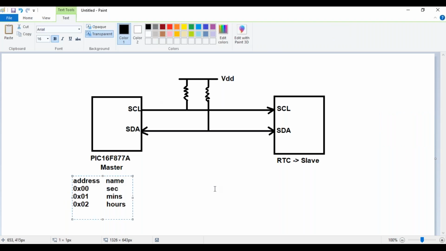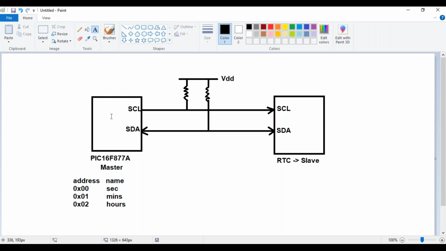Now, I will not read everything. Assume I want to read just the number of seconds from the RTC and get it displayed on the CLCD. Are you able to understand the requirement? Your microcontroller should go to the RTC, read the number of seconds and come back, and display it on the CLCD.